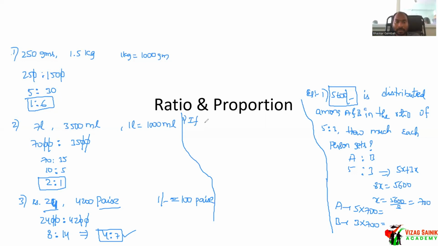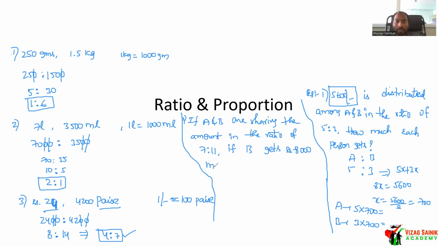If A and B are sharing the amount in the ratio of 7 is to 11, and B gets 8,000 rupees more than A, how much does A get?